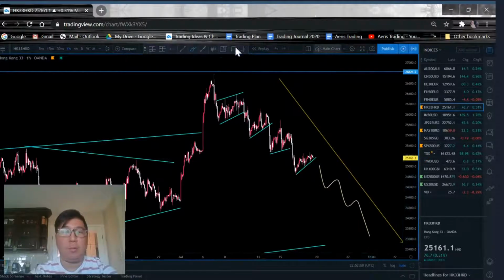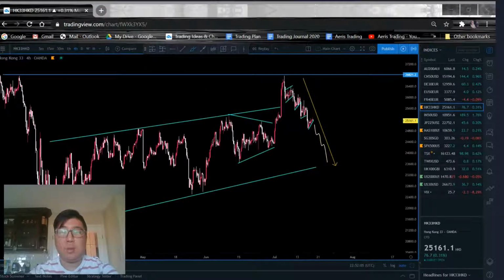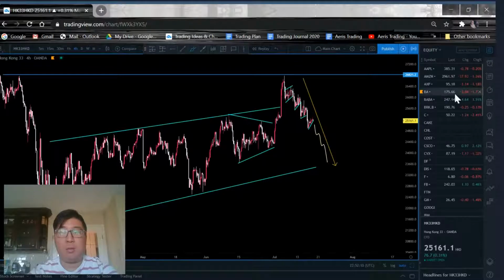Okay, so that's the Hong Kong index. Going down to a couple equity. So there's a few stocks I'm looking at. Okay, looking at Boeing here.